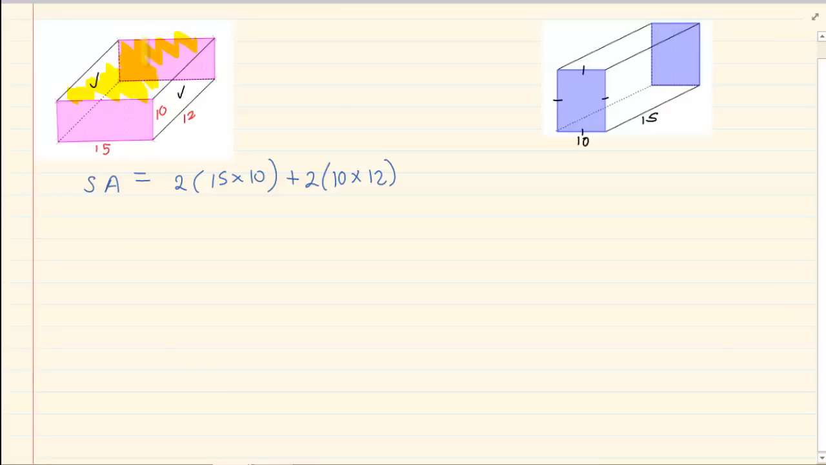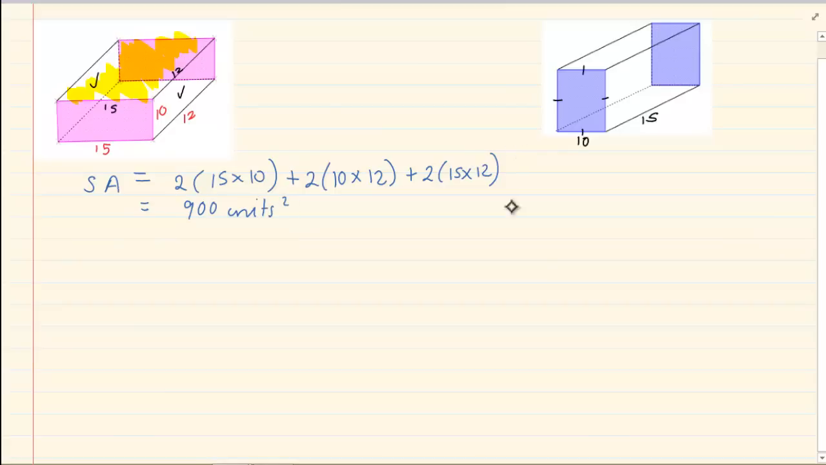What is the measurement for the top? I know it is going to be 15 on this side, and 12 on this side, because they are rectangles and opposite sides of a rectangle are equal. So it will be plus 2 times 15 times 12. Now after you've calculated that, all you need to do is use a calculator and get an answer, which is equal to 900. Since we are doing area, we know it's going to be units squared.